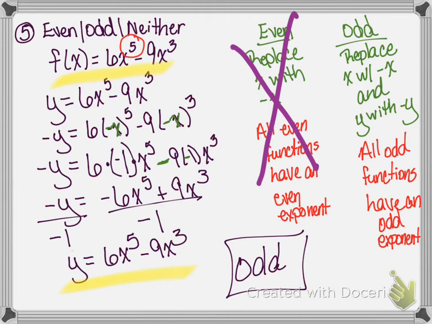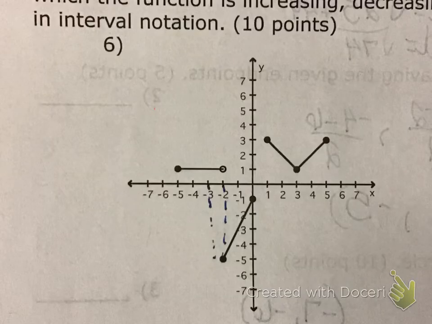Okay. Number 6. This one caused some problems. This one made students a little bit crazy. And that's okay. We can work through it. So it's asking me lots of different things. It says find the domain and the range of the function. Determine the intervals on which the function is increasing, decreasing, and constant. So we're really doing 5 different things, but we can think of them in 2 different parts.